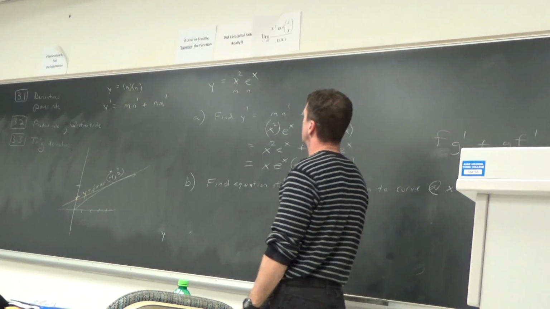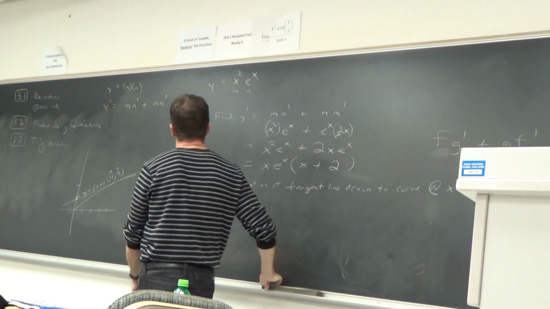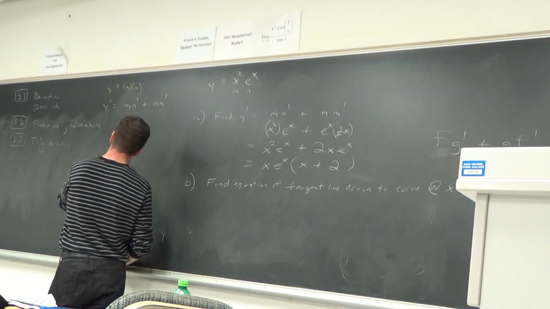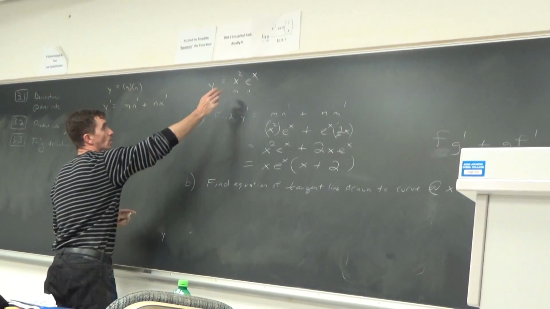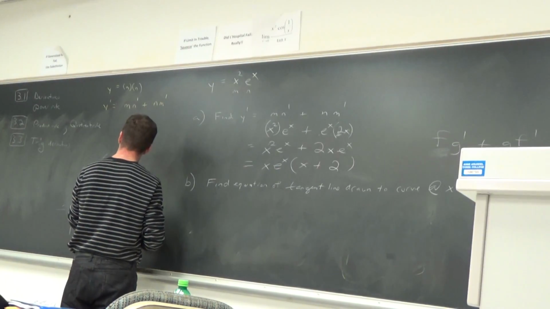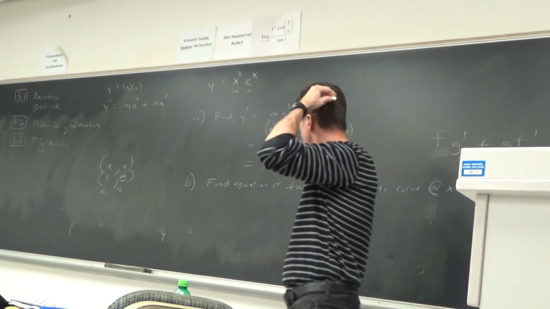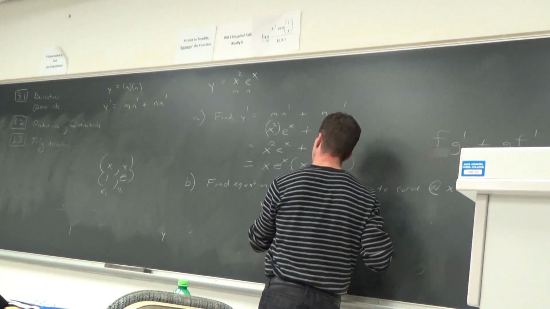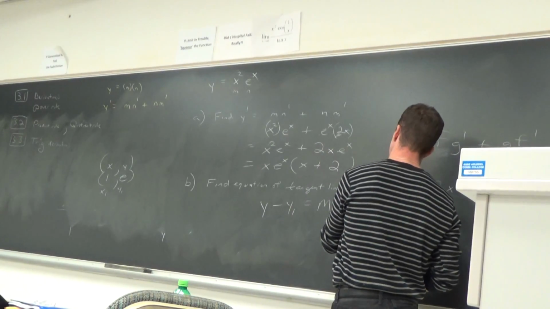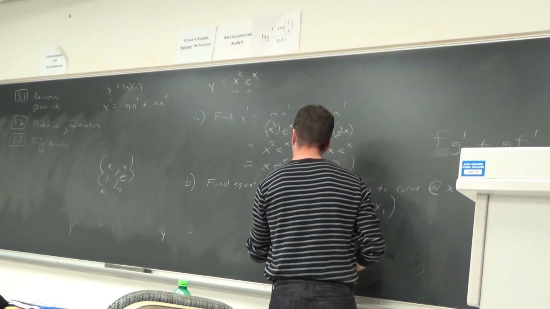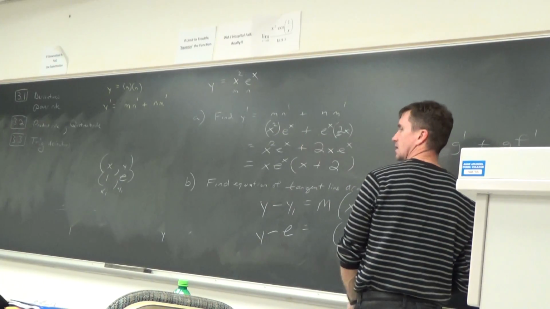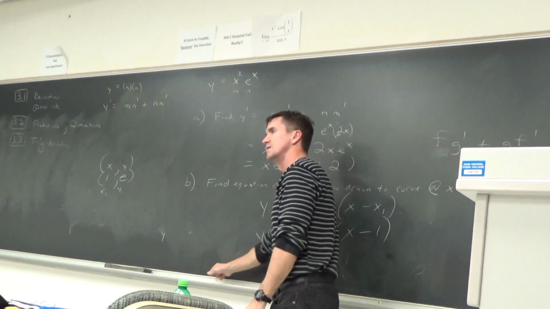Well, first of all, what's the point? Let me write the xy coordinate. At x equals 1, I'll plug a 1 in there. 1 squared times e to the 1 is e. There's your x1, there's your y1. y minus y1 equals m, the derivative. There's my e, there's my 1.